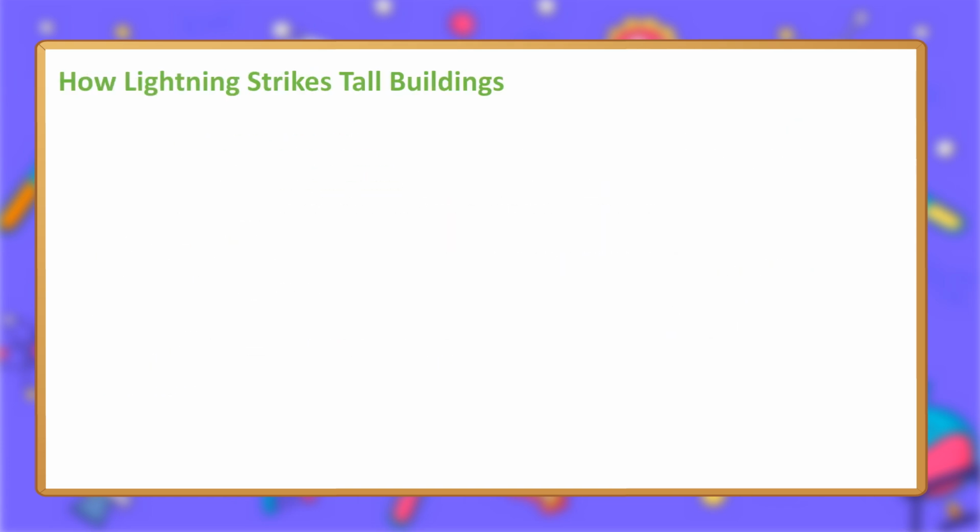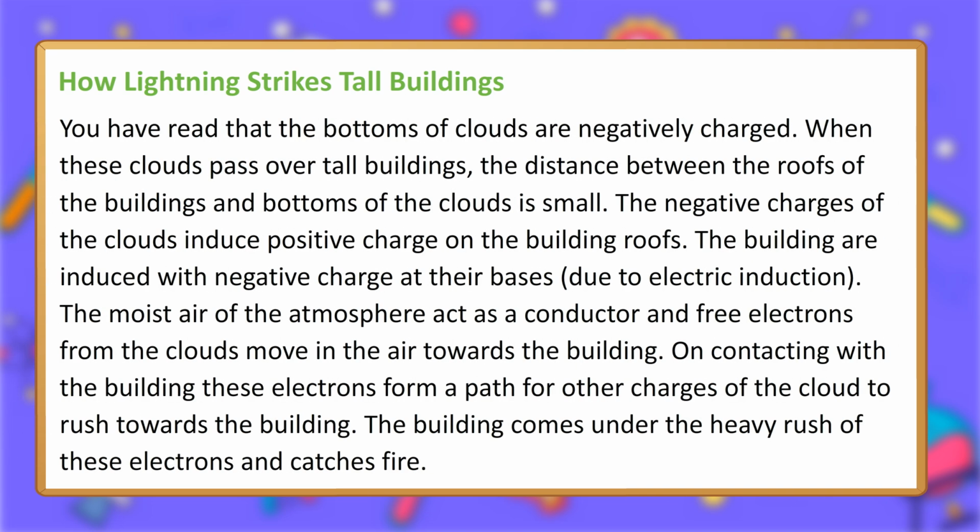How lightning strikes tall buildings. You have read that the bottoms of clouds are negatively charged. When these clouds pass over tall buildings, the distance between the roofs of the buildings and bottoms of the clouds is small. The negative charges of the clouds induce positive charge on the building roofs. The buildings are induced with negative charge at their bases, due to electric induction.